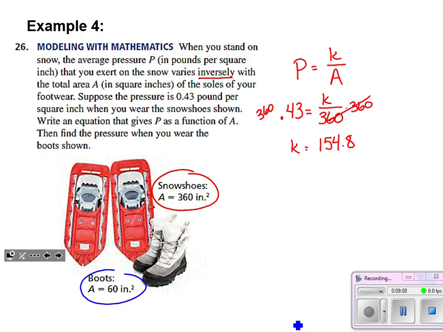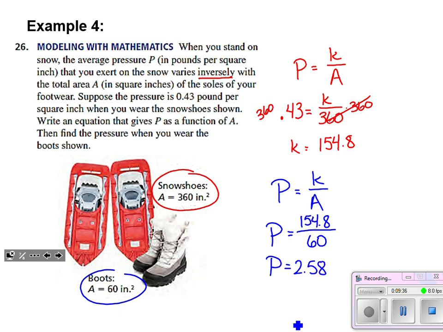And then we need to use that to find what is the pressure when you wear the boots that have an area of 60 inches squared. So now I want to find the pressure. I know it's an inverse relationship, so I know it's k over A. I know the k value is 154.8 based on the information we gathered from the snowshoes. And the area of the boots, 60 square inches, that goes in the denominator. And we find that that pressure is 2.58 pounds per square inch, or PSI.